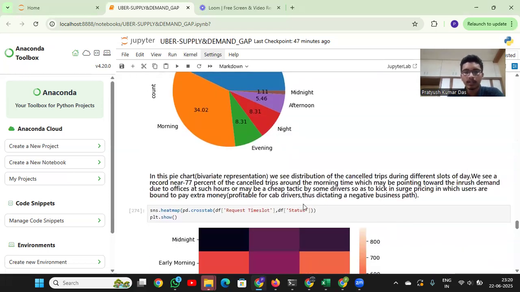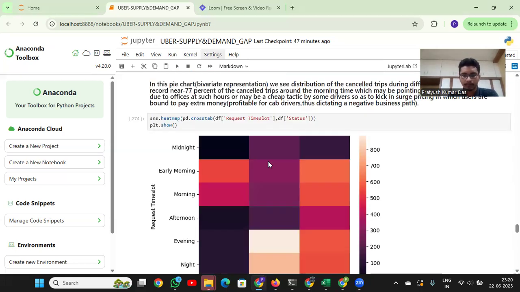Similarly, we also came across the cancelled trips distribution across different time slots, where we have a record of near 77 percent of the cancelled trips pointing towards morning time. So we had also come across these points, like the inrush demand due to the offices at such hours, or maybe cheap tactics by some drivers to kick in the surge price, which can prove profitable for such cab drivers, thus dictating a negative business path.